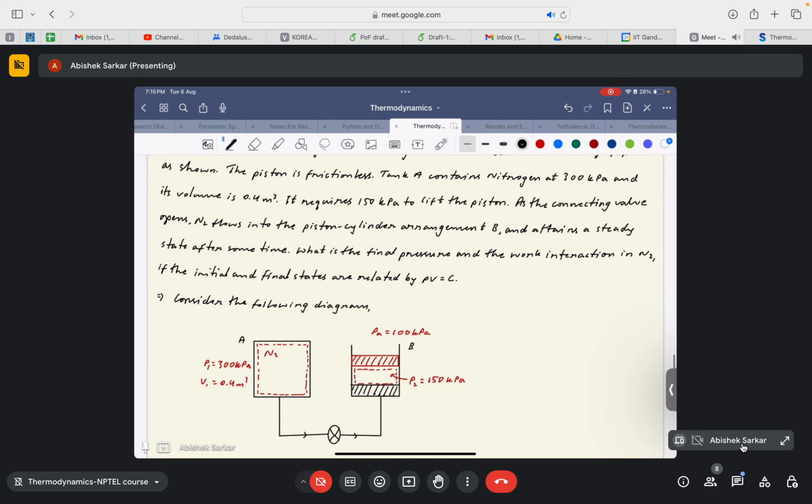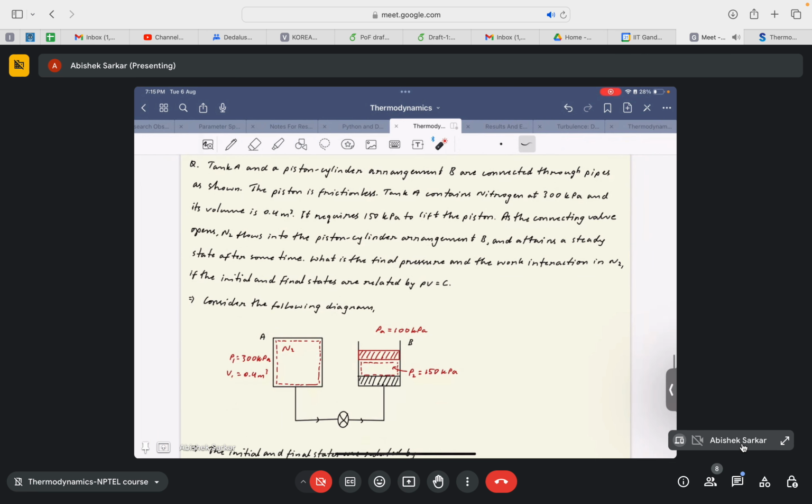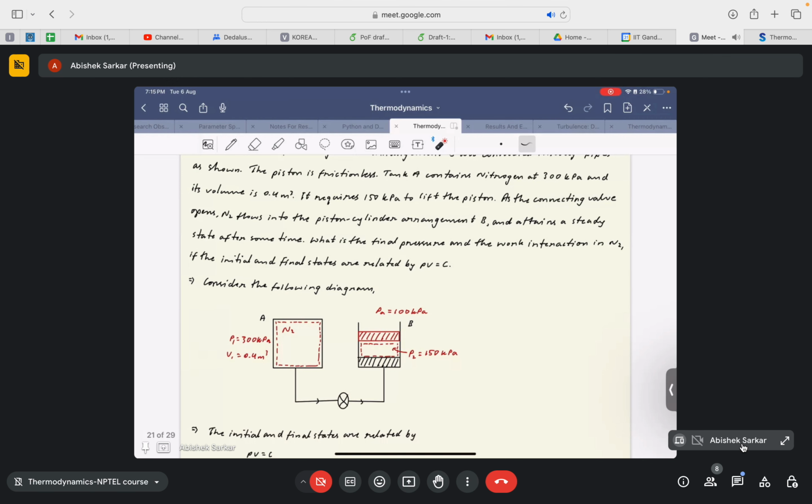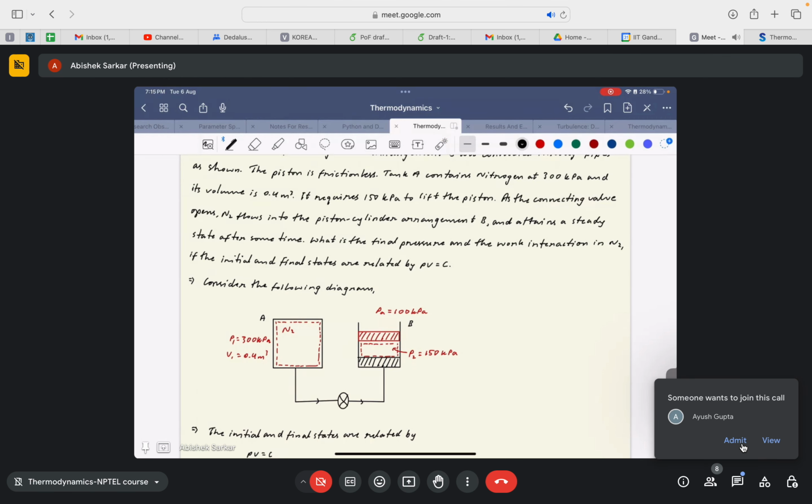And attains a steady state after some time. Then what is the final pressure and the work interaction in nitrogen if the initial and final states are related by the expression PV equal to constant? Okay. So what the question is basically trying to imply is that, just 1 minute.